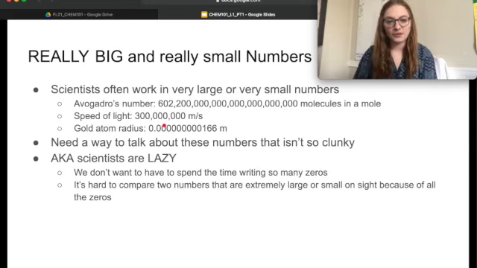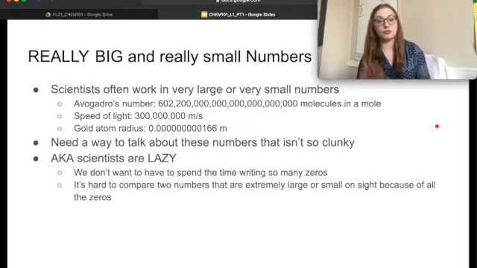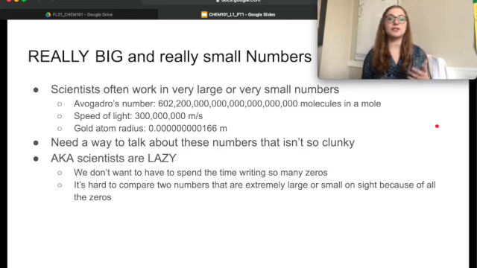Well, first and foremost, one thing that scientists like to do so that we can communicate to each other better is find different ways to write down really, really big and really, really small numbers. Scientists often work with very large or very small numbers. These are some examples of scientific numbers that are extremely large or small in size. Just as an example of some of the stuff you might run into if you were having to deal with these numbers the way they look this way, right?